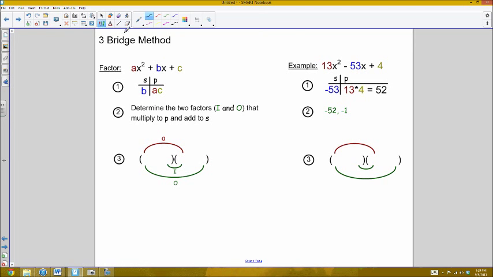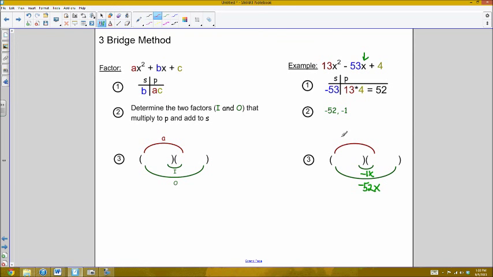The first thing I'm going to do with those inner and outer numbers is put them on my inner and outer arc. So I'm going to first put negative 1 here, and I'm going to put negative 52 here. It does not matter which order you put these two things in. I could have put negative 52 here and negative 1 here. It wouldn't have made a difference. I'd still end up with the same answer in the end. Also, I'm not just going to put the numbers, I'm also going to put the variable that's linked with that middle term. So this is negative 1x, and this is negative 52x.